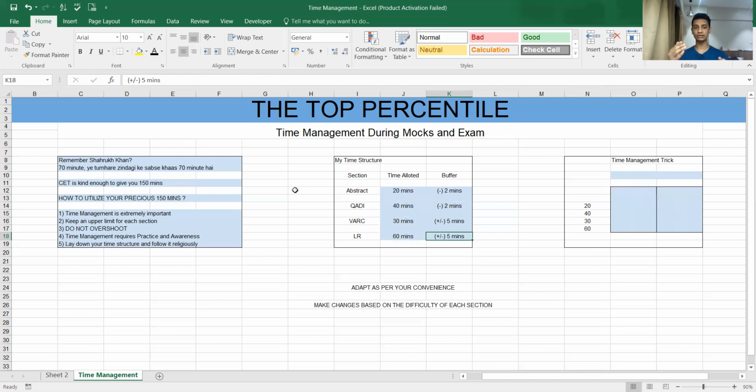So this is my strategy to split my 150 minutes into different sections. I think you can start from here, then find out what your strengths and weaknesses are. Give your strengths some more time if you can marginally increase your score, and give your weakness a bit less time.